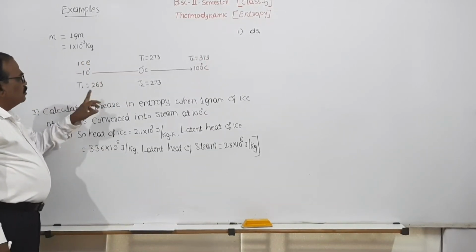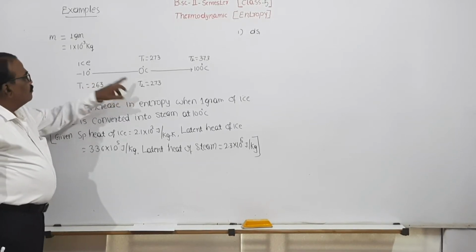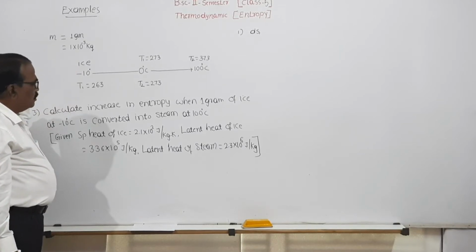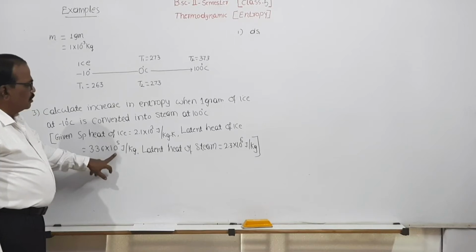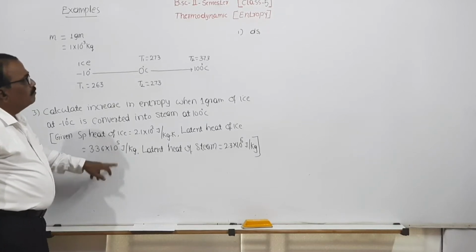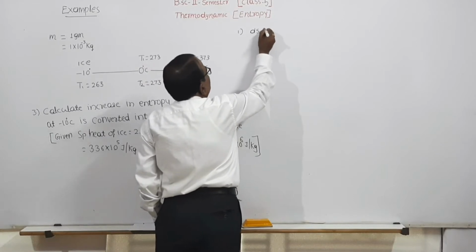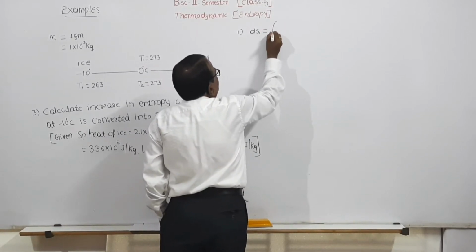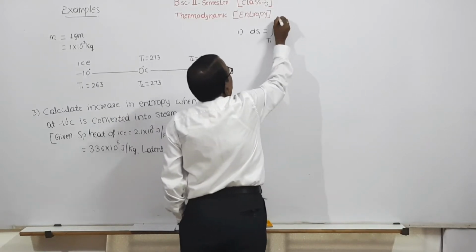Now, first the temperature changes from here to here. It is ice. Latent heat of ice is given as 3.36 into 10 raised to 5. Now, this dS1 is equal to the integration, as the temperature changes from T1 to T2.